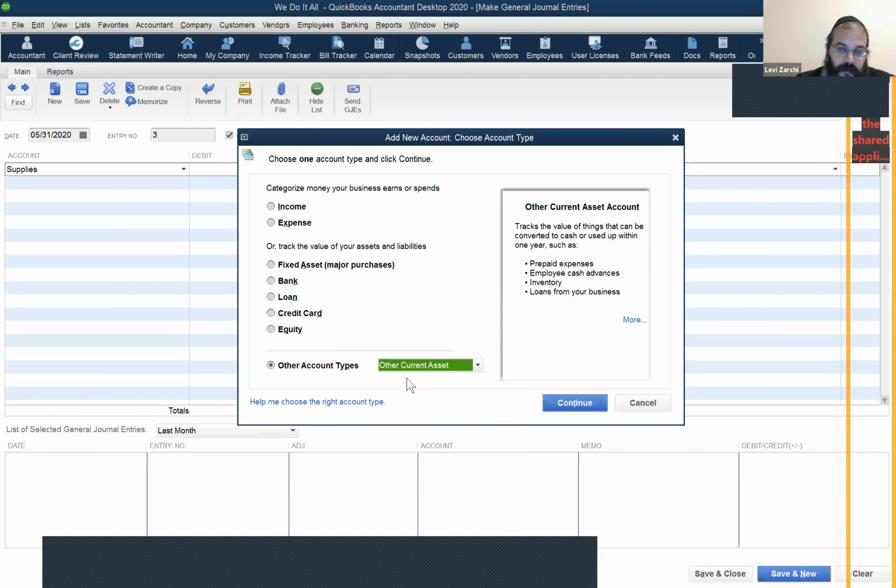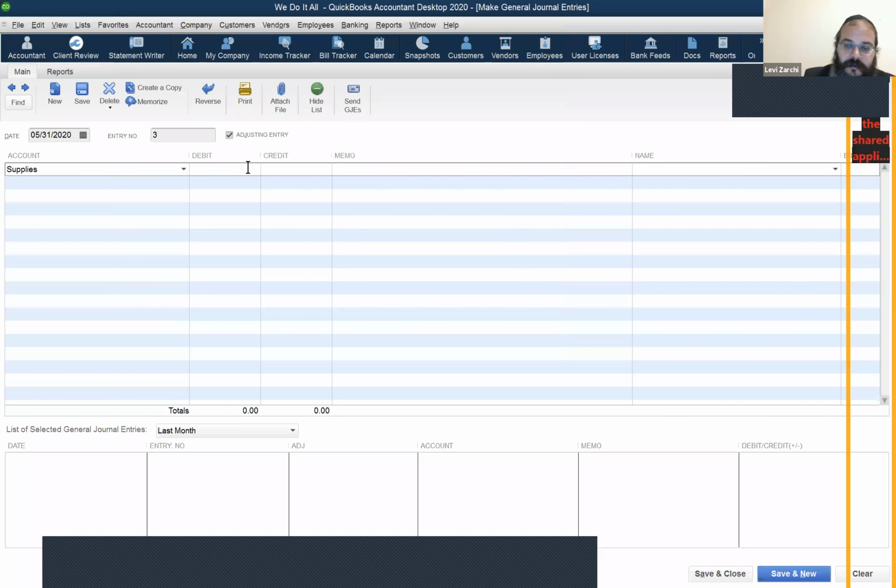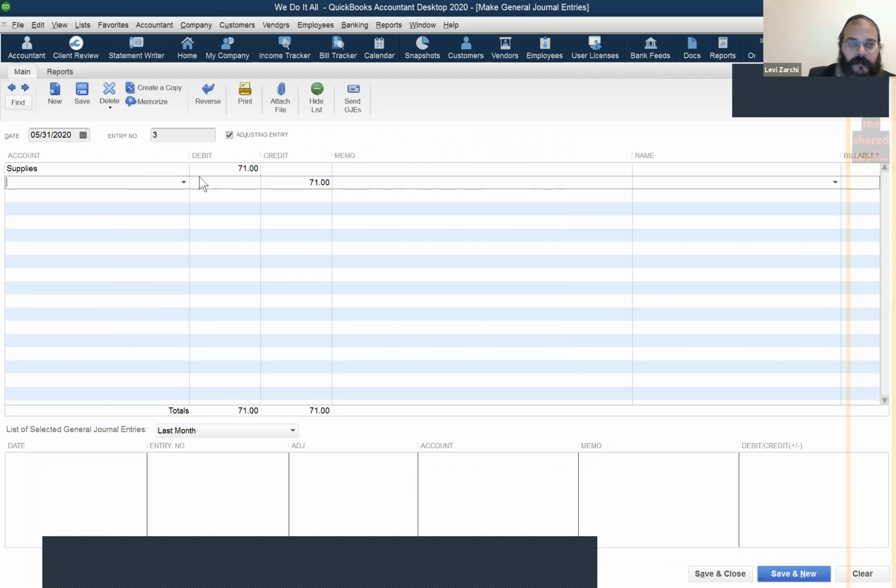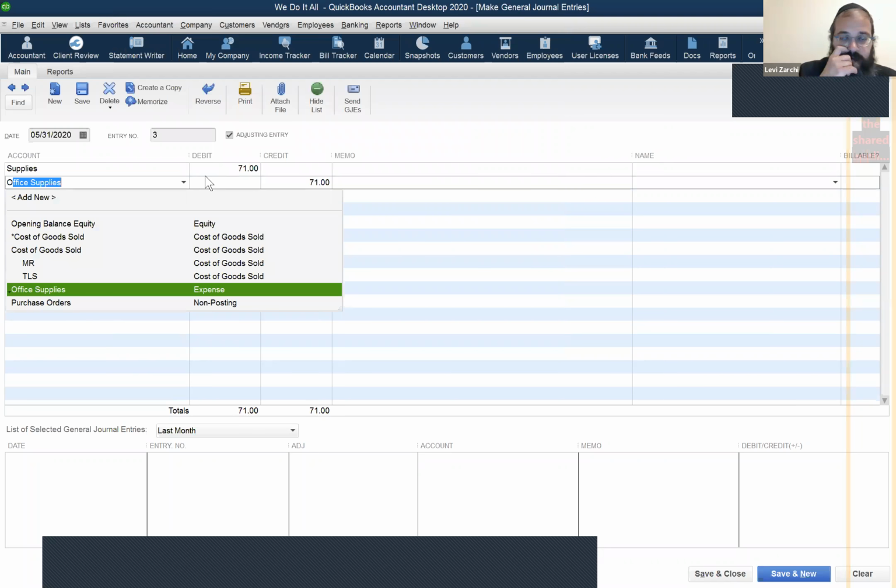Now, there's the other method where people put everything as prepaid, and month by month, they just wipe off one month's worth of expenses. You might have put in $500 rent and $1,000 as an asset, and now you want to come and take off another $500 for June. But we're doing the way we did it before. We're sticking with one method now. Continue. So supplies is an asset, right? So other current asset, and I'm debiting the asset $71, and I'm going to credit. That has to match. Every debit equals a credit. And office supplies is a credit expense, which reduces the expense.